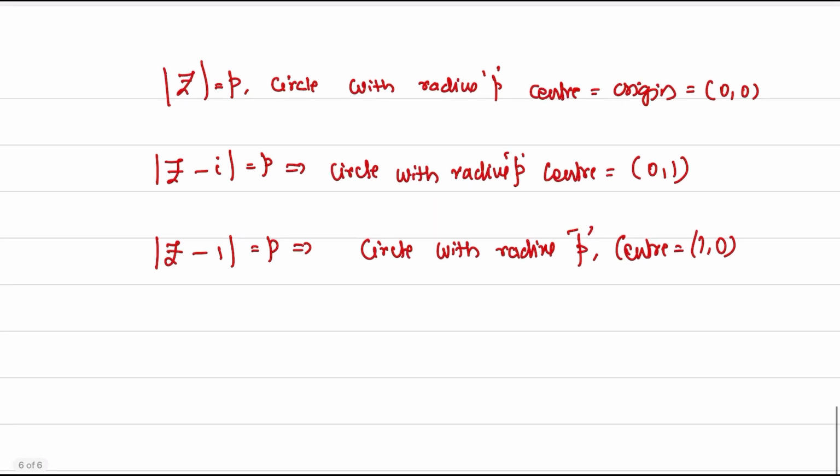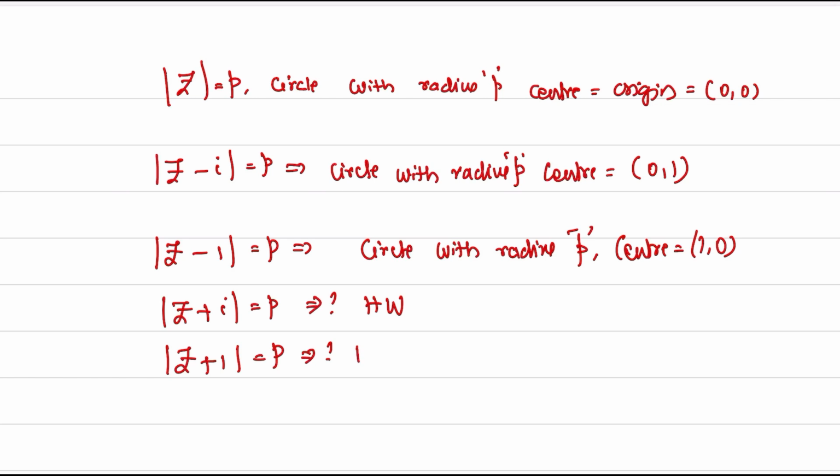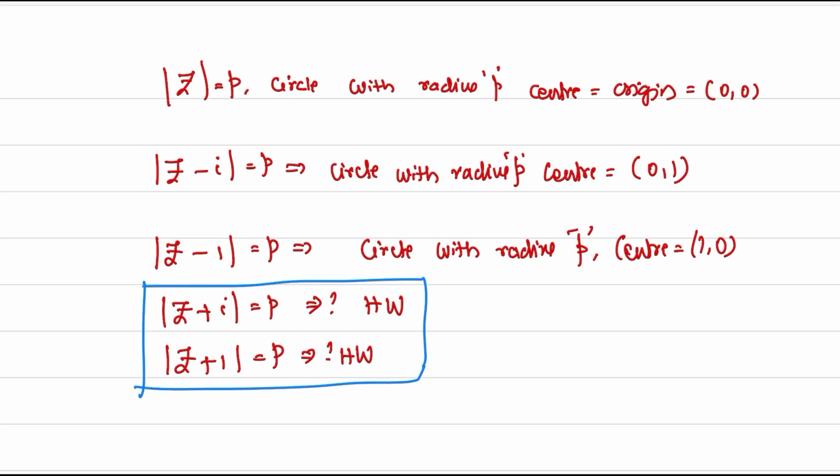Now, similarly, try to understand what z plus i equal to P means. This is homework for you. Z minus i I have already written. Z plus 1 equal to P, what does this imply? This is also homework for you. These two are homeworks for you. In a similar manner, you draw the circles.